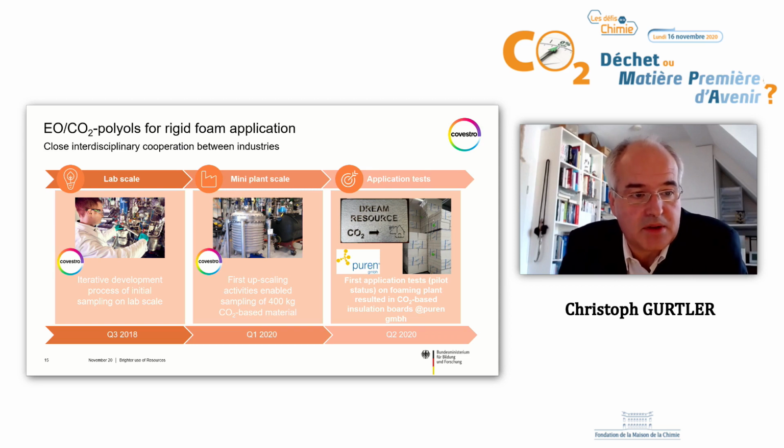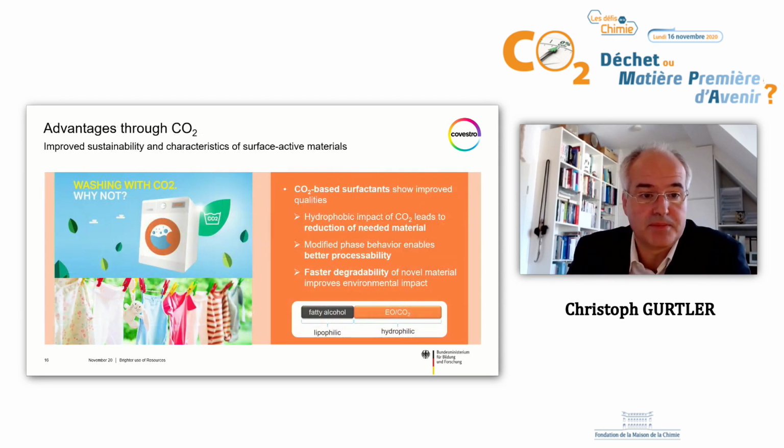How does it look? We started with the lab development, and had some upscaling steps in between in a technical plant in Leverkusen. Here we have an example of insulation boards produced by our industrial partner Puren. It is in pilot status, so it needs further testing and trials, but it shows that this technology is worthwhile in principle. And as far as we know, these are the first insulation boards based on rigid foam materials of this kind that exist so far. We thank all partners involved for the valuable contributions, and this is going on in development for the future.